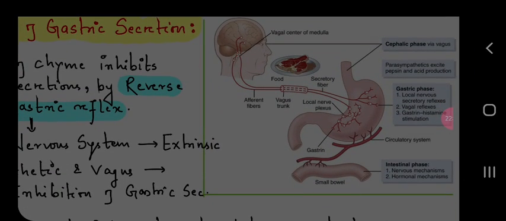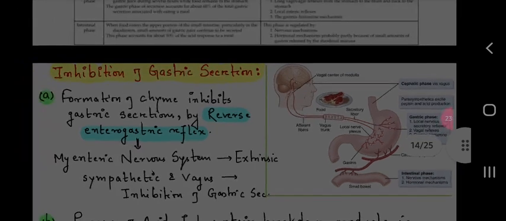Vagal center of the medulla, afferent fibers, food secretory fibers, vagus trunk, local nervous plexus. Cephalic phase via the vagus: parasympathetic stimulation excites pepsin and acid production. Gastric phase: local nervous secretory reflexes, vagal reflexes, and gastric histamine stimulation. Intestinal phase: nervous mechanism and hormonal mechanisms.